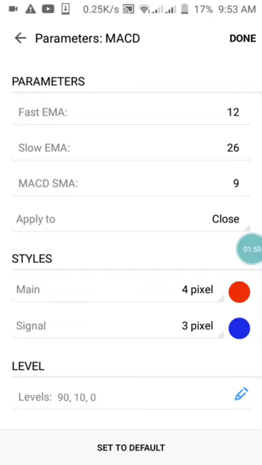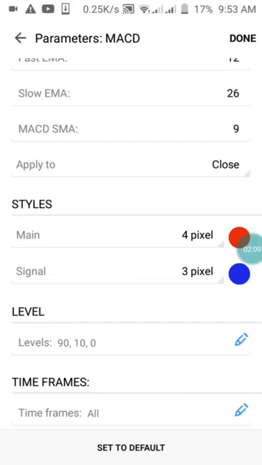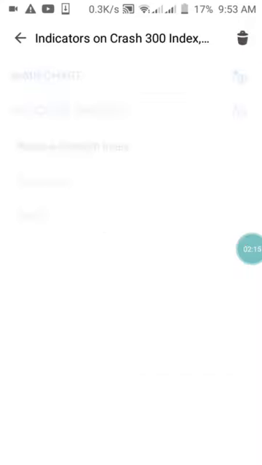In our MACD, you set it up like this. We have our fast EMA at 12, our slow EMA at 26, and MACD SMA at 9. We also have apply to close, and style as our color here. We have different levels: 90, 10, and 0. Then you press done.